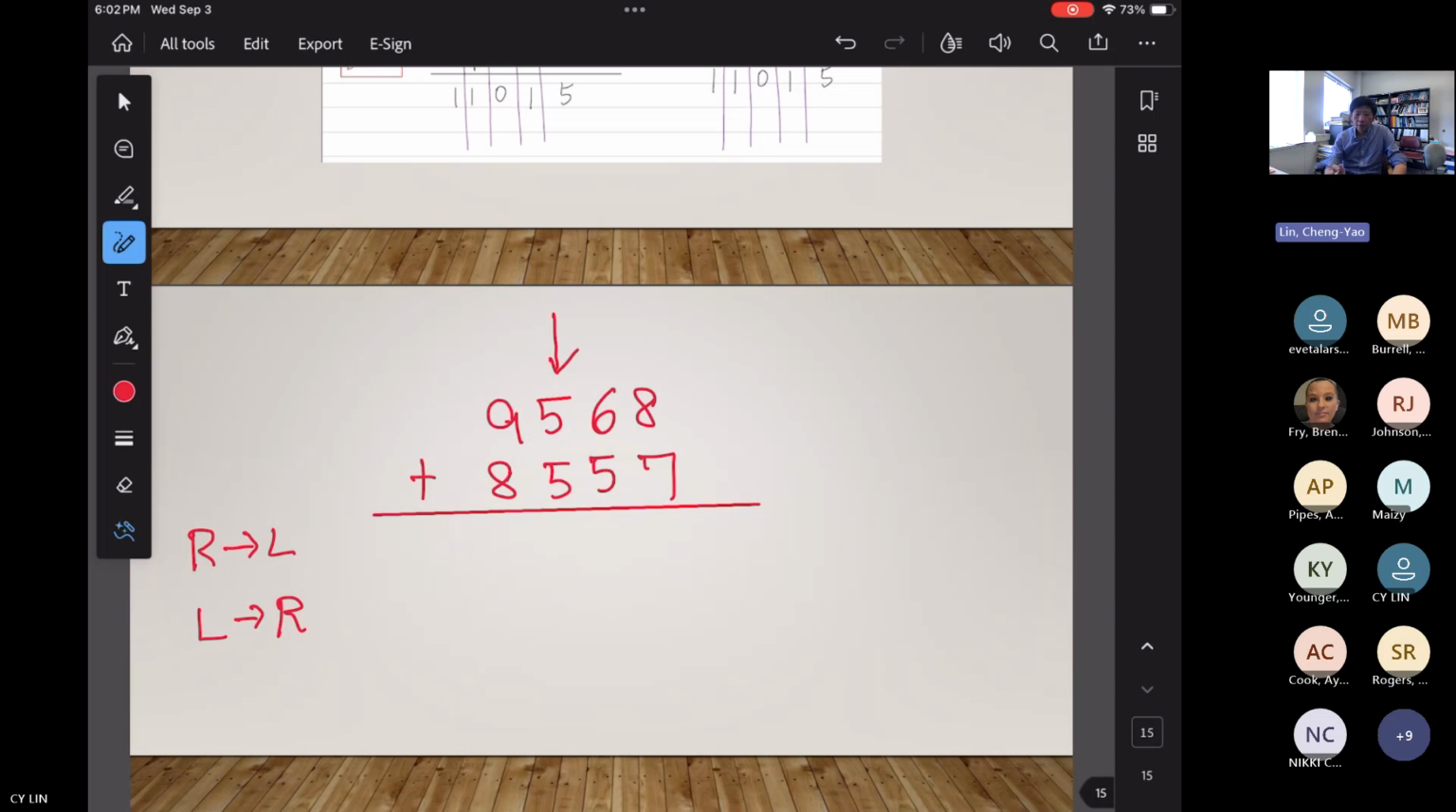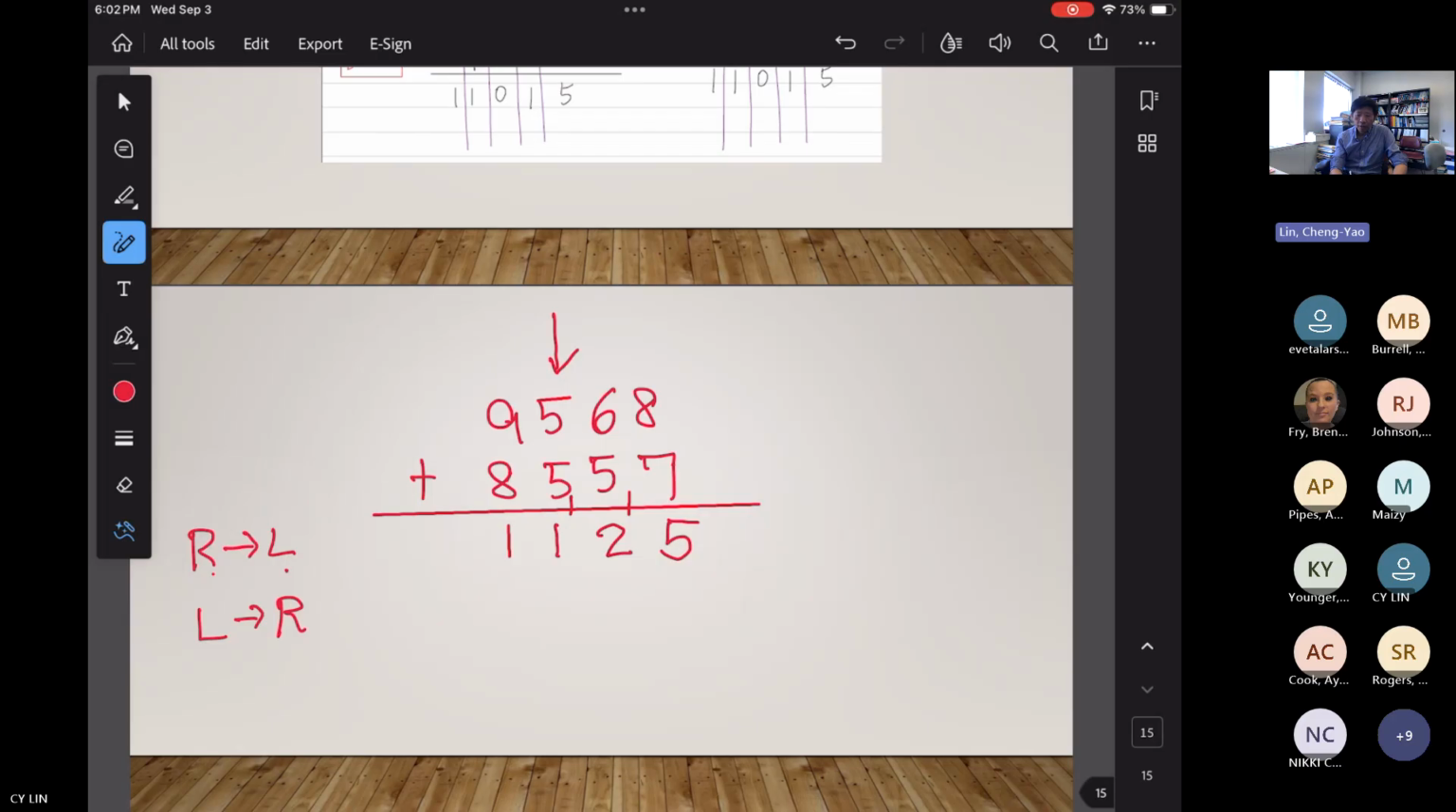All right, let's check your answer on the board because this is right to left. I'm going to start from 7 plus 8, which is 15. Carry 1 there. 6 plus 5, 11. 11 plus 1, that's 12. Put down the 2 and carry another 1 there. 5 plus 5 is 10. 10 plus 1 is 11. Does it make sense to you right now? Yes or no? From right to left? Yes.